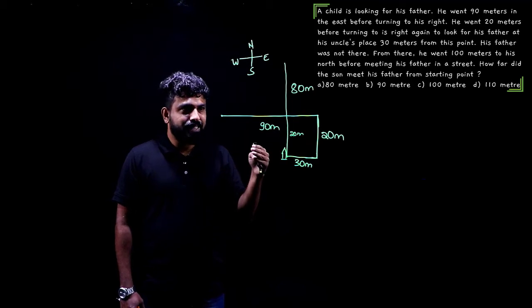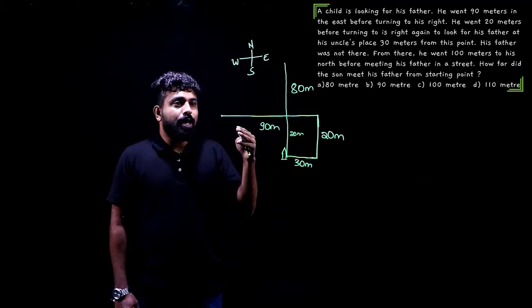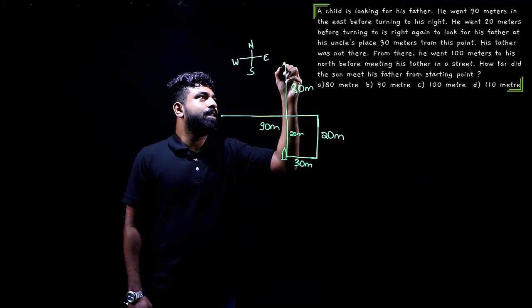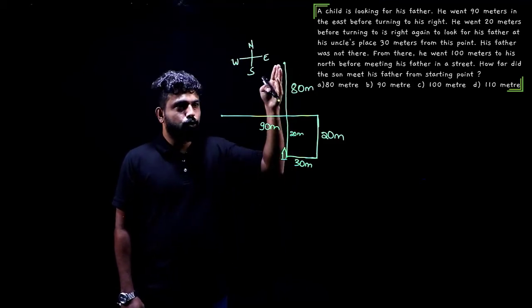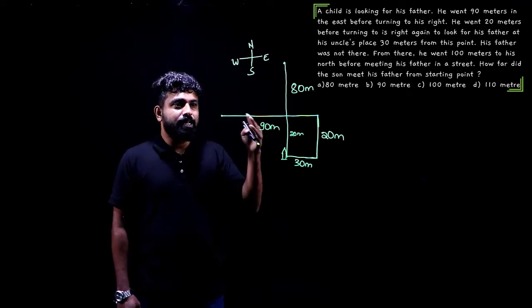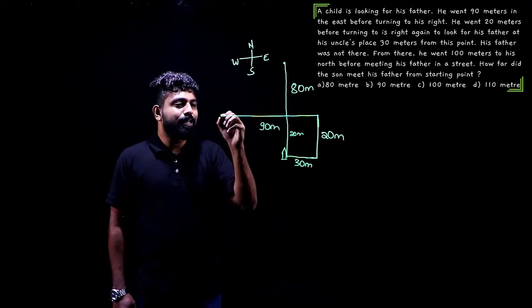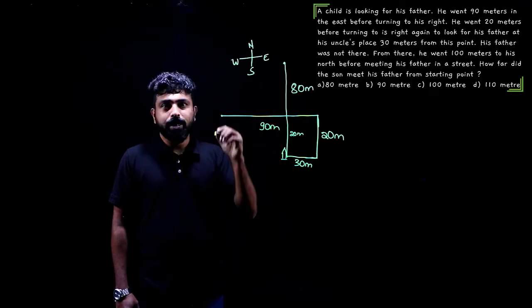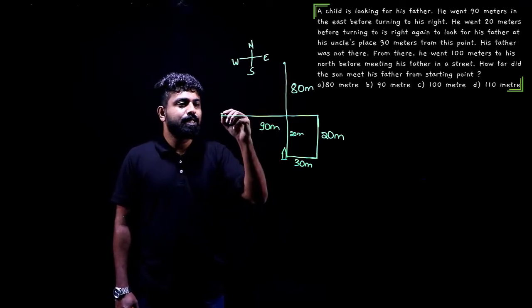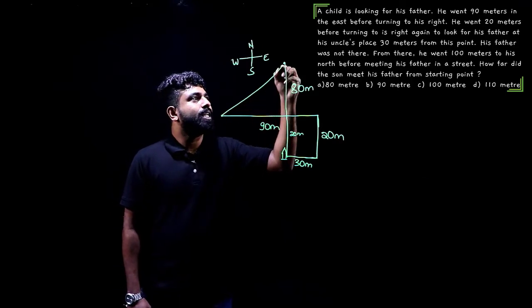Now what are they asking? In the north, before meeting his father in the street, his father was here. He met him in the street after moving 100 meters towards the north. Now, how far did the son meet his father from the starting point? Whenever they're asking the distance from the starting point, you'll always have to take the shortest distance. And this would be my shortest distance.